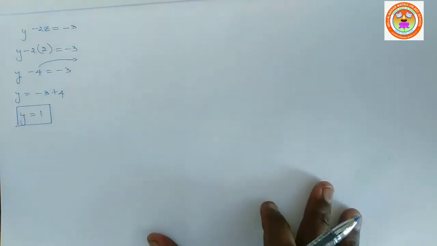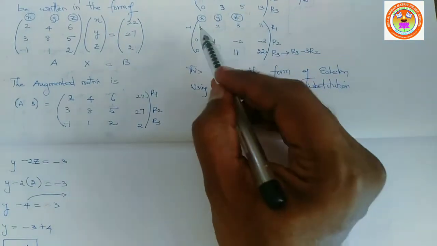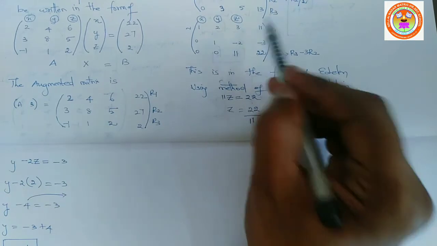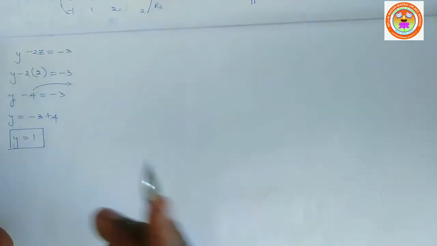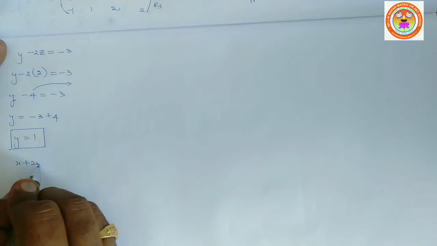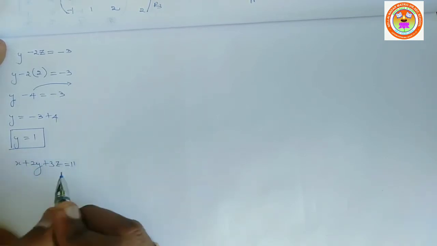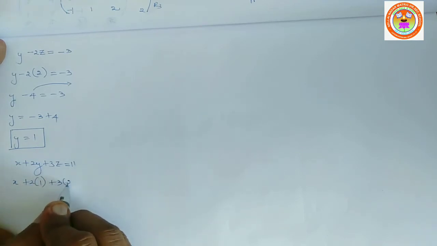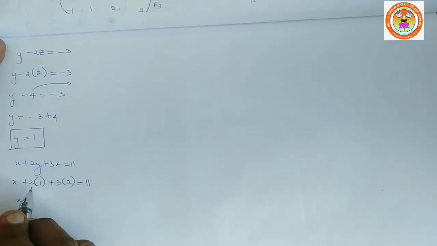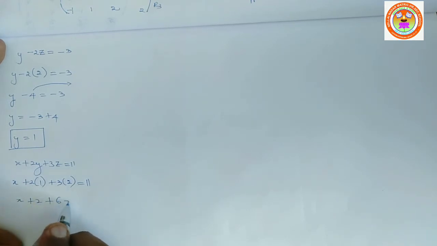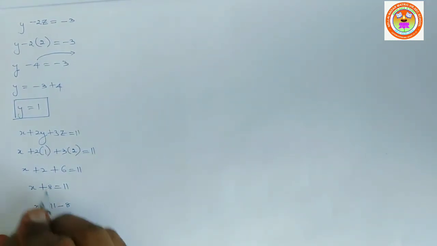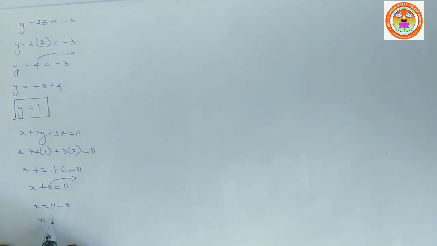So finally, I need to do this one. 1 into x is x, 2 into y is 2y, 3 into z is 3z is equal to 11. I need to find the value of x. x plus 2 into y, where y is 1, 3 into z, where z is 2, is equal to 11. 2 into 1 is 2, 3 2s are 6. x plus 8 is equal to 11. Now finally, x is equal to 11 minus 8. Therefore, x is equal to 3.